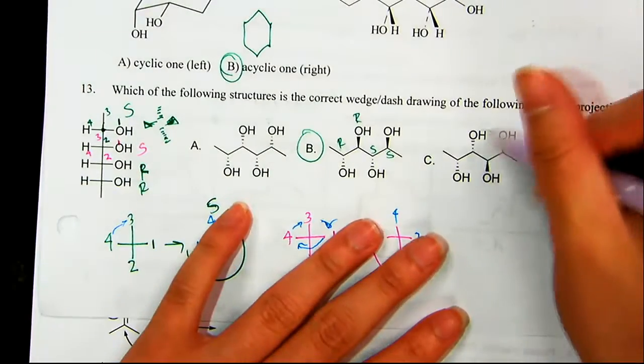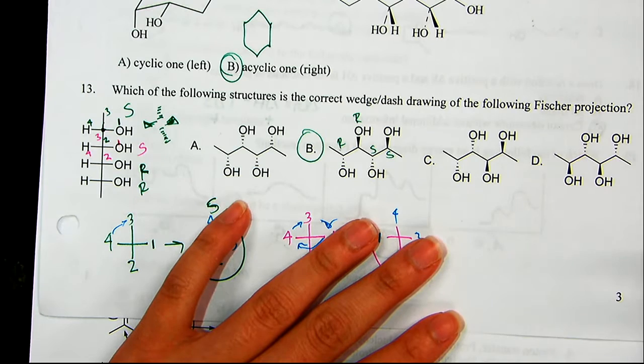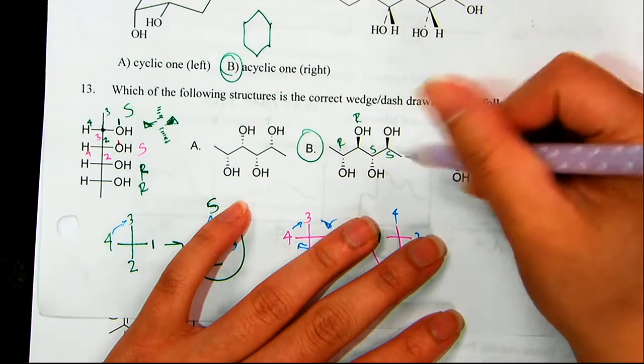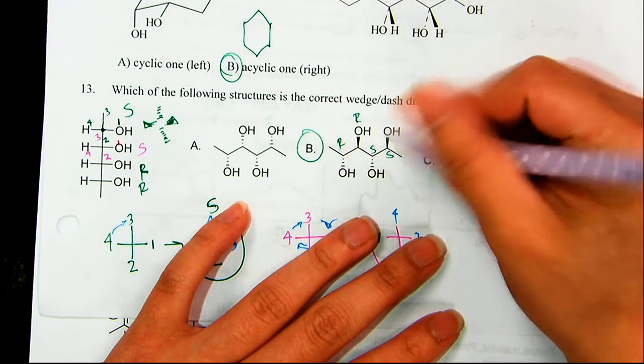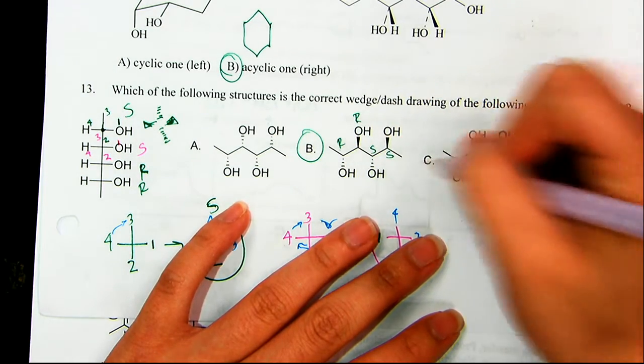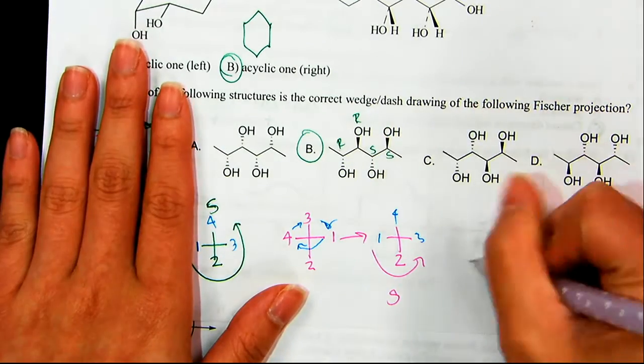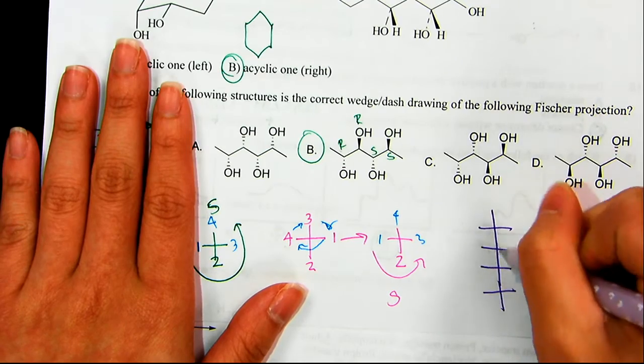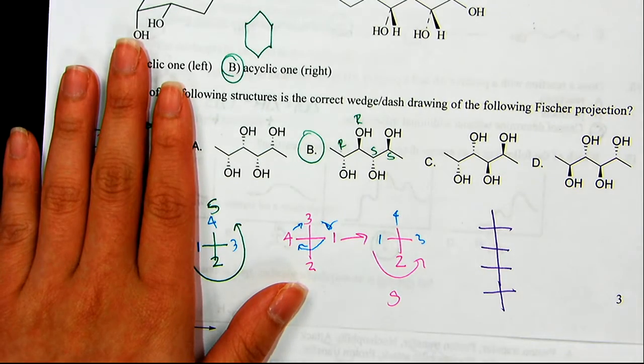Let's say that you have to draw from a linear structure to a Fischer projection. So, how would you do that? I do it through R and S. I actually find all the chirality centers. So now we know that there are 4 chiral centers. So draw your structure. 1, 2, 3, 4. So you have 4 chiral centers, right?